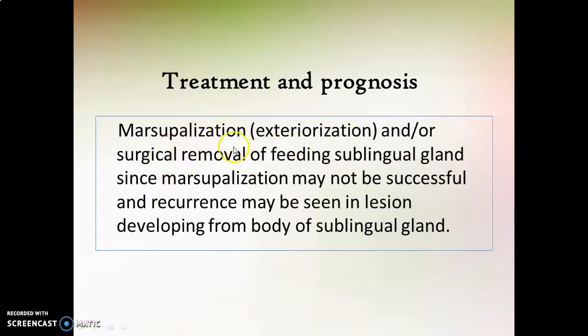Moving on to the treatment of ranula, it is usually treated by marsupialization and or surgical removal of the feeding sublingual gland. Because if you do marsupialization alone, there might be recurrence. So it is advised to remove the offending gland as well. So it is important to remove the sublingual gland and duct to prevent recurrence if the ranula is originating from this sublingual gland. So that's all about mucocele and ranula.